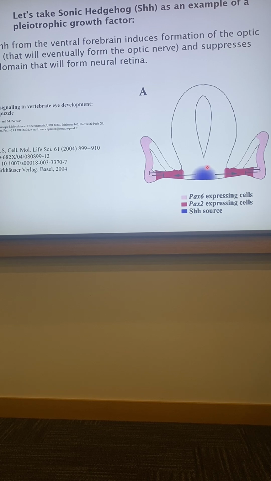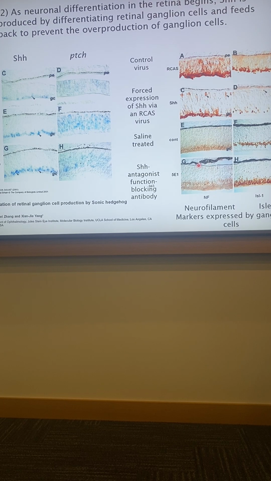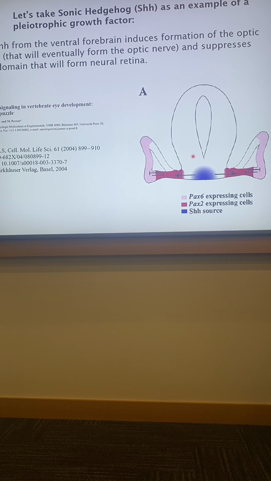Interesting side note. There's a drug called cyclopamine. This was a drug produced by western hellebores that's eaten by sheep, and if you're pregnant and a sheep and you eat it, your offspring are born cyclopic and dead.